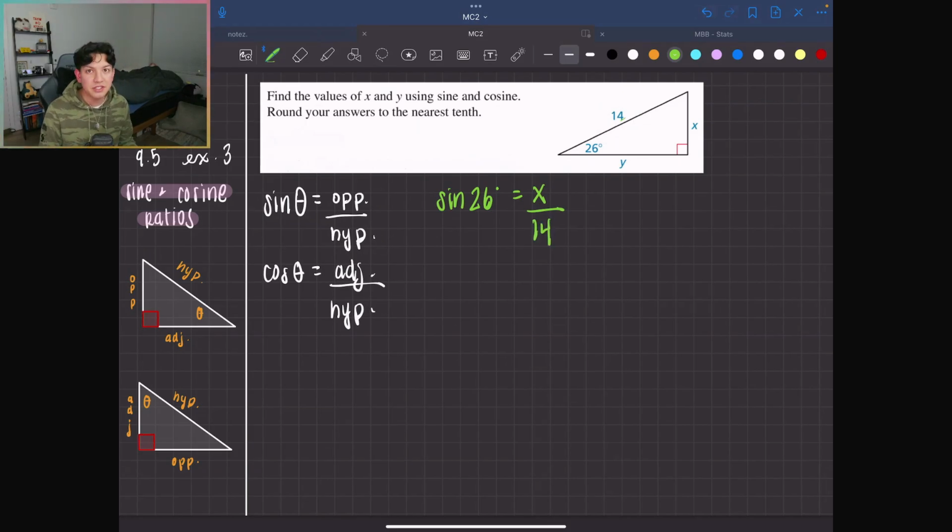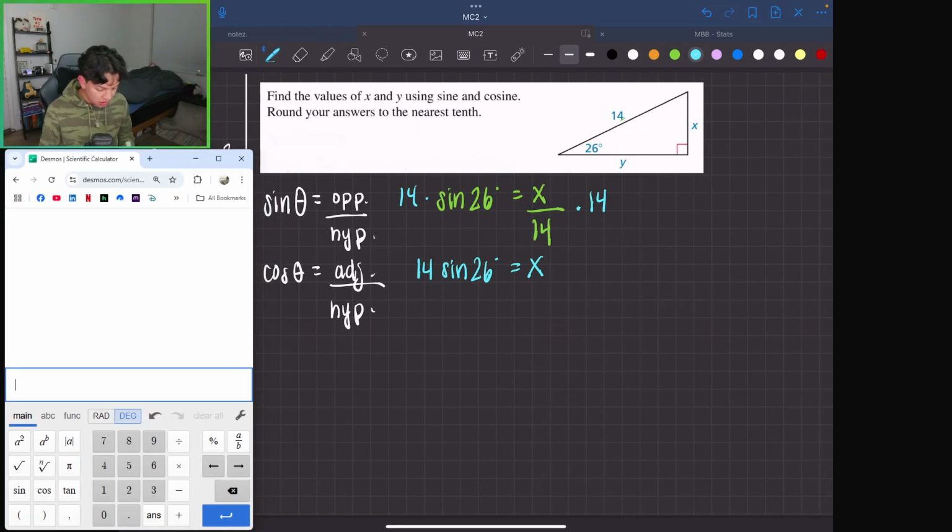So now all we have to do is just use inverse operations to isolate the variable x. How do we do that? On both sides, I'm going to multiply by 14. So now we have 14 times sine of 26 degrees equals x. So now let's go ahead and just pop this into a calculator to see what the value of x is going to be.